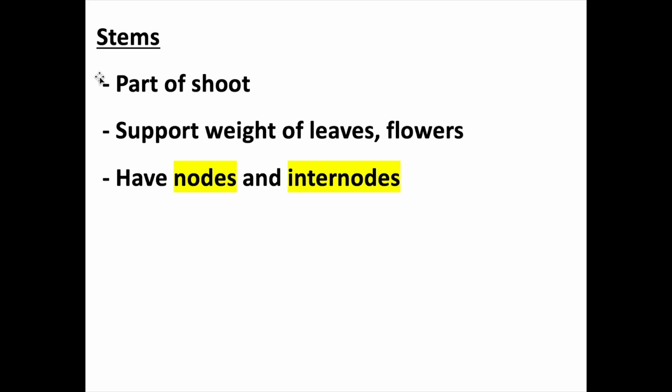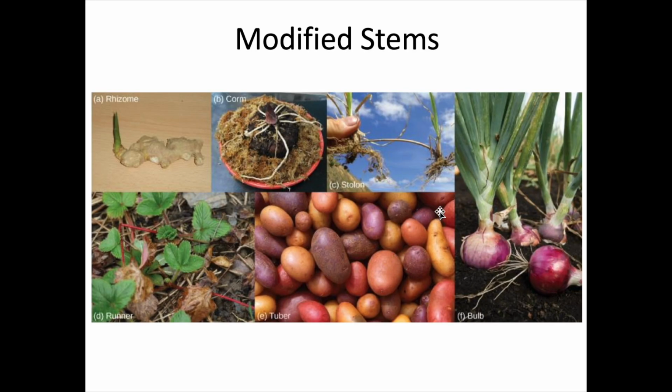So the stem itself is pretty boring, has a pretty straightforward job. What is less boring, in my opinion, is when stems are modified to do other jobs. There are a lot of relevant modified stems. Let's go through these one at a time. So let's start with something called a rhizome.